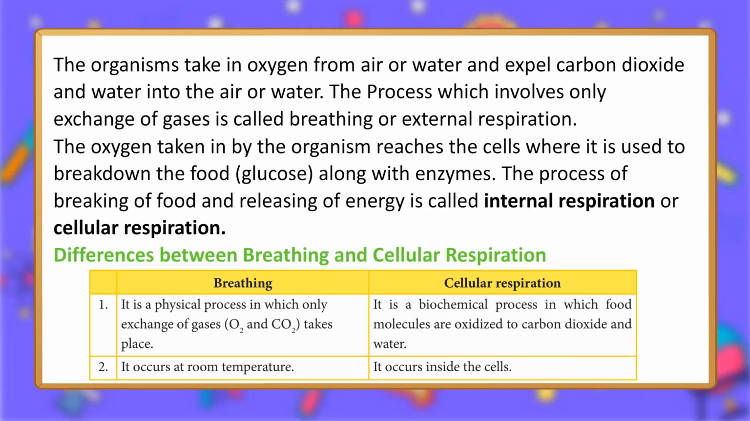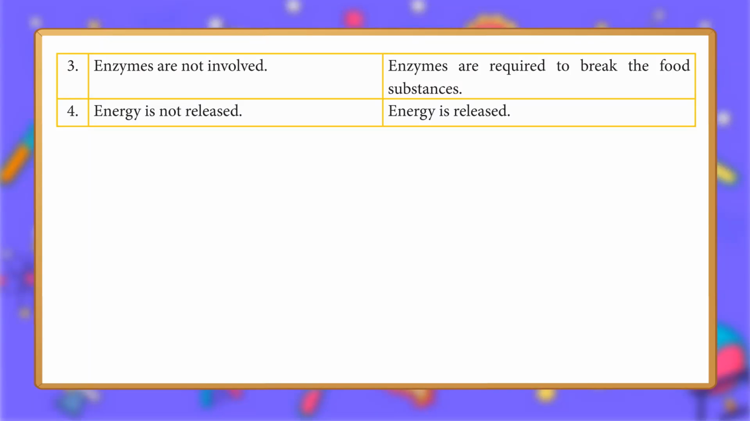Breathing versus cellular respiration. 1. Breathing is a physical process in which only the exchange of gases, O2 and CO2, takes place. Cellular respiration is a biochemical process in which food molecules are oxidized to carbon dioxide and water. 2. Breathing occurs at room temperature. Cellular respiration occurs inside the cells. 3. Enzymes are not involved in breathing. Enzymes are required in cellular respiration to break the food substances. 4. Energy is not released in breathing. Energy is released in cellular respiration.